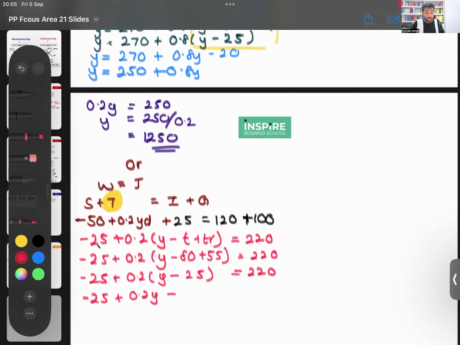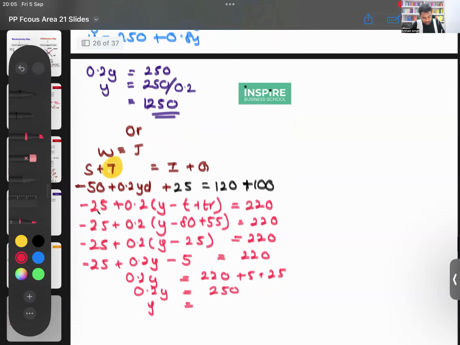So 0.2 into minus 25 is not minus 20. Here it will be minus 5. That will equal 220. So then 0.2Y, I'll bring the numbers to this side: 220 plus 5 plus 25. So 0.2Y equals 250. You get the same answer, right? Y is equal to 250 divided by 0.2. You get 1250.